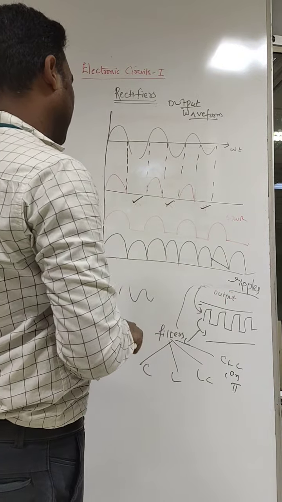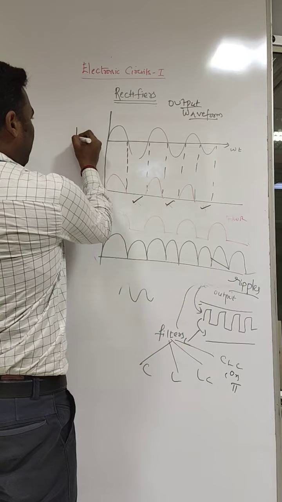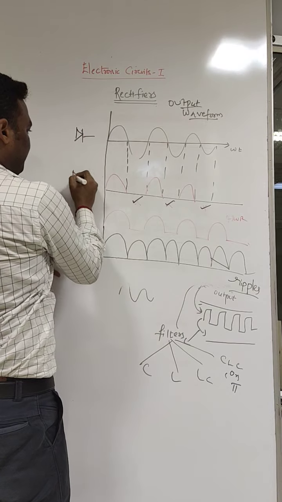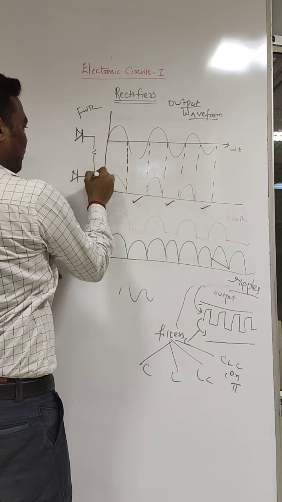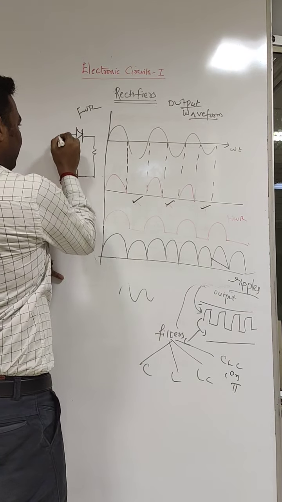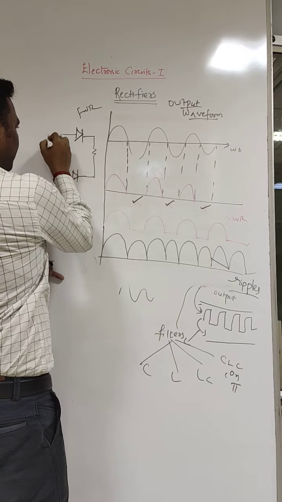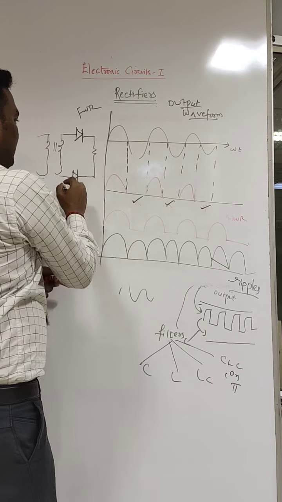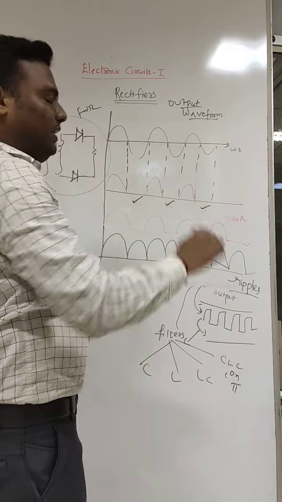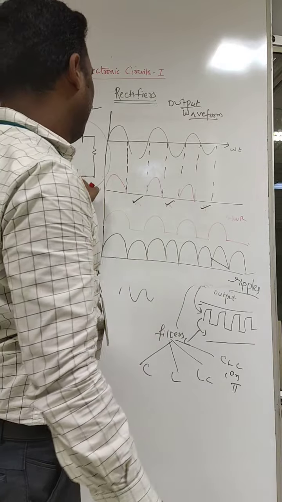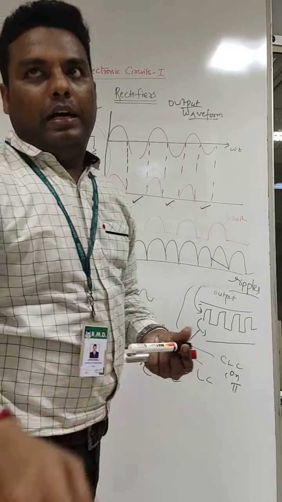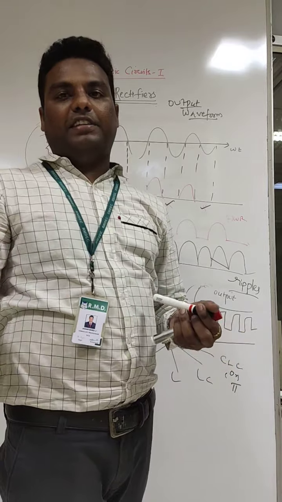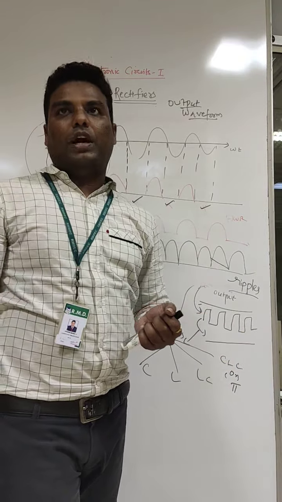For this diagram, we are going to connect two diodes. This is the full wave rectifier with one resistor RL in parallel with the transformer. This is the diagram for the full wave rectifier. This is the output waveform for the full wave rectifier. Finally, I will tell you the parameters. In the next session we will discuss the derivation of all the parameters.